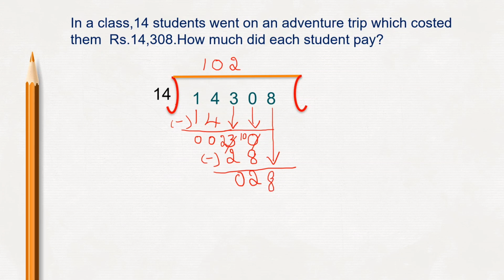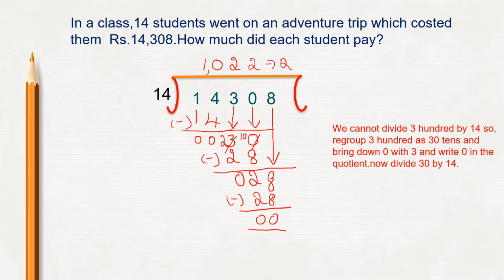So 14 two times is 28. Right? 8 minus 8, 0. 2 minus 2, 0. No remainder is left. Correct? And 1022 is the quotient and also the answer to the question, right? So here each student has to pay 1022 rupees. Yes?